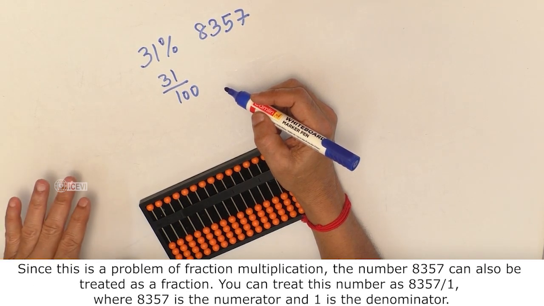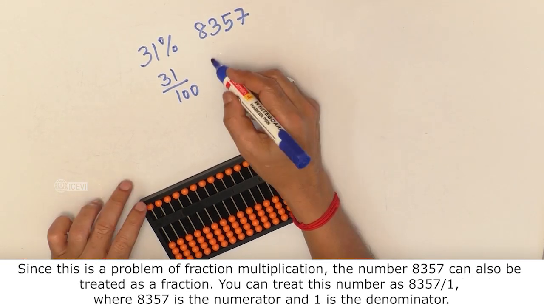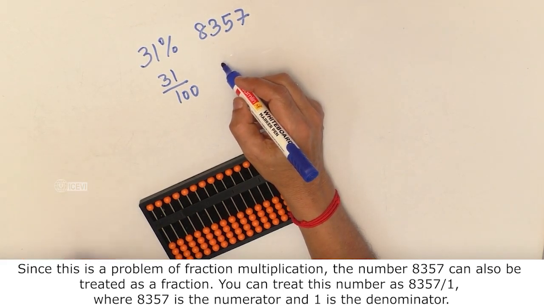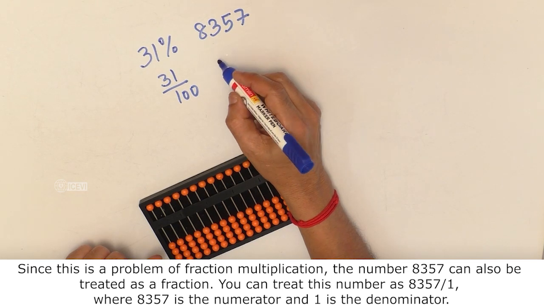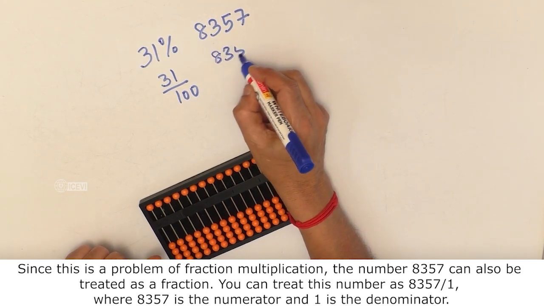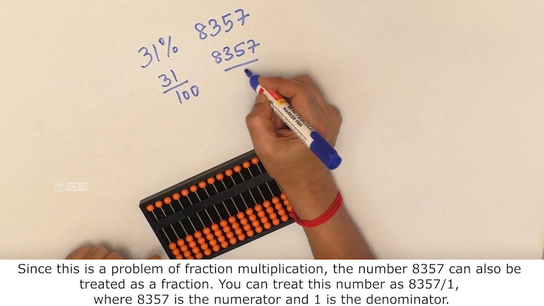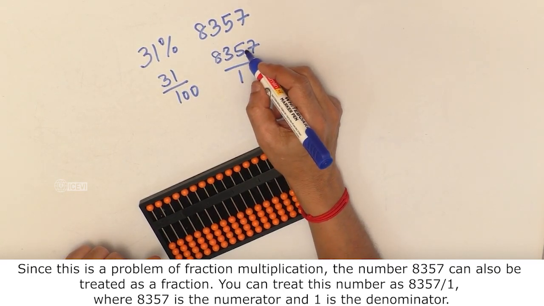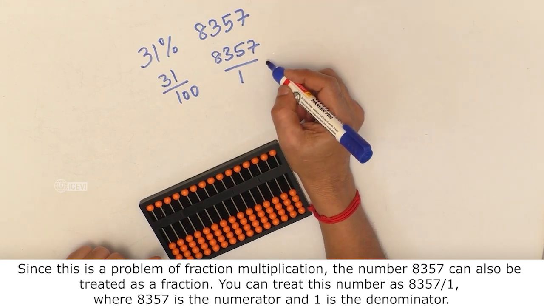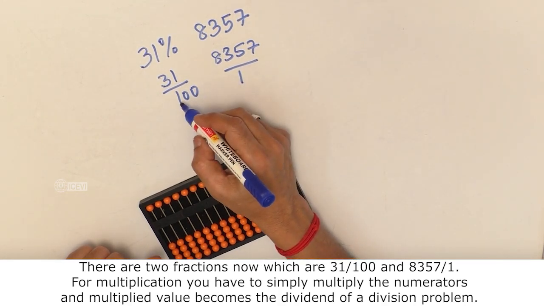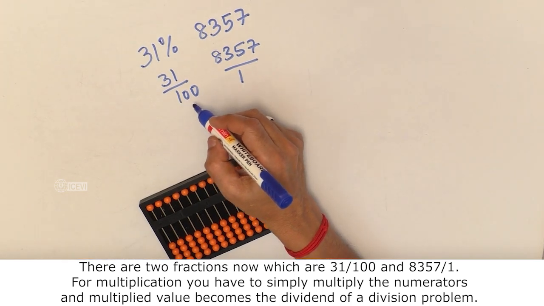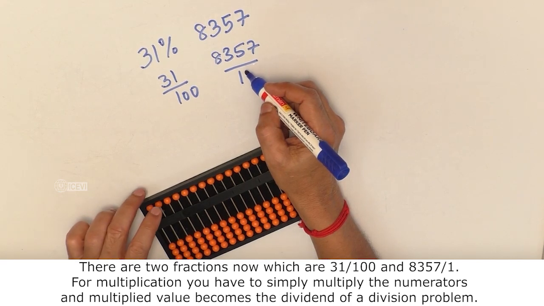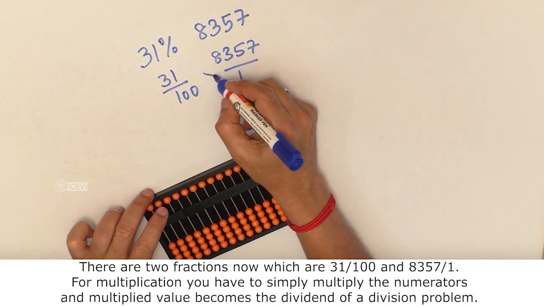Since this is a problem of fraction multiplication, the number 8357 can also be treated as a fraction. You can treat this as 8357 by 1, where 8357 is the numerator and 1 is the denominator. There are two fractions, 31 by 100 and 8,357 by 1, and you have to multiply them.